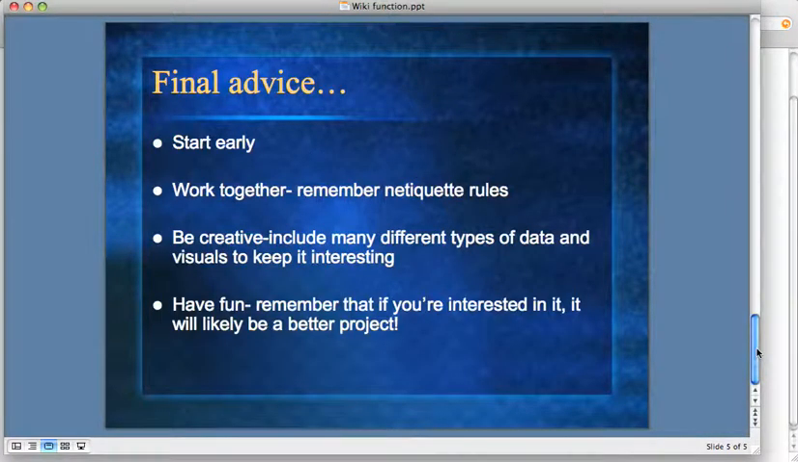Okay, final advice, start early, work together, remember etiquette rules, be creative, and have fun. It's kind of a general rule that if you're interested in it, it will likely be a better project. Enjoy, and I look forward to seeing how these go.